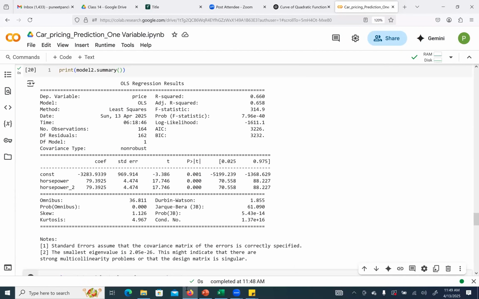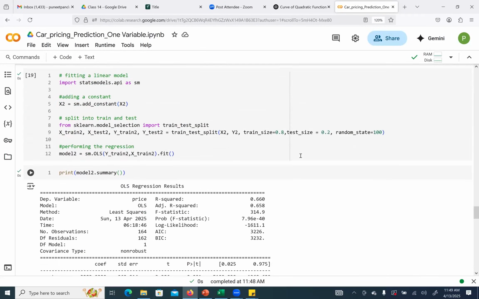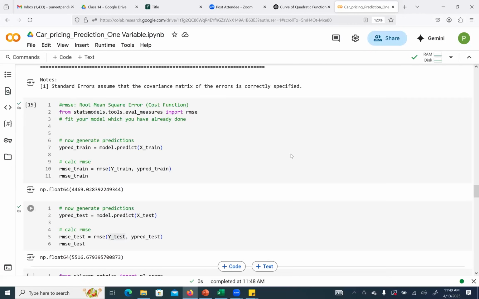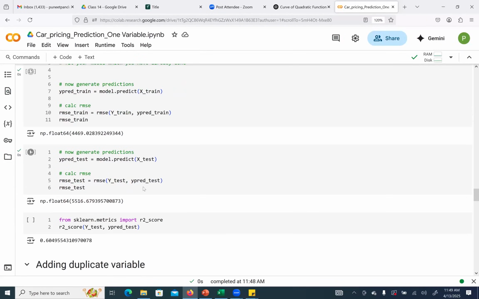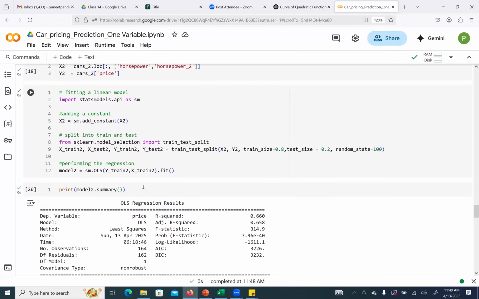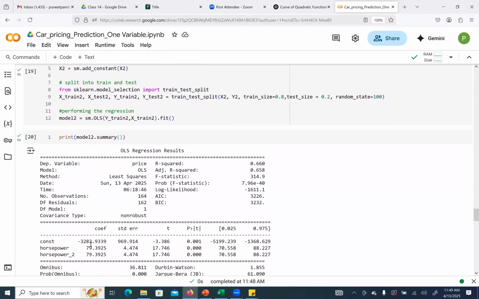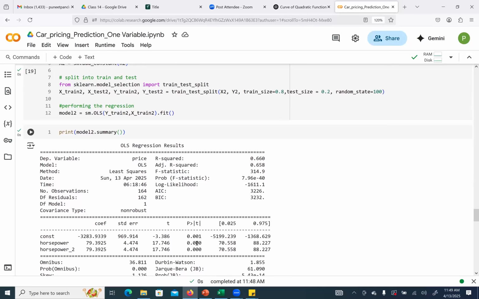Last time it was 158 point something. Let's look at the exact value: 158.78. It is exactly half of that, if you check: 79.39. The p-values are also less than 5%, so it means that it is saying both the variables are important.